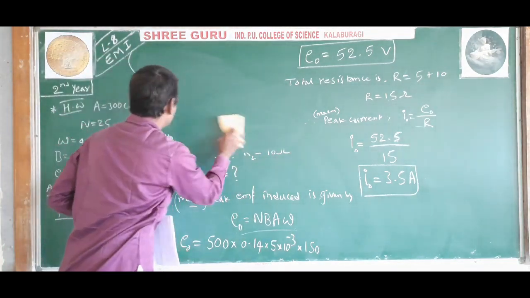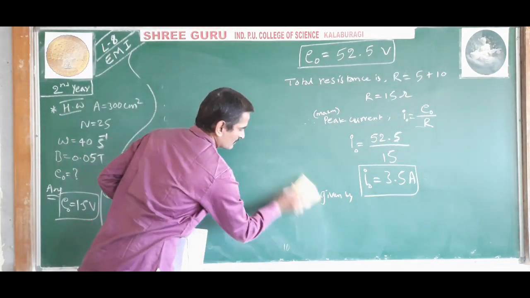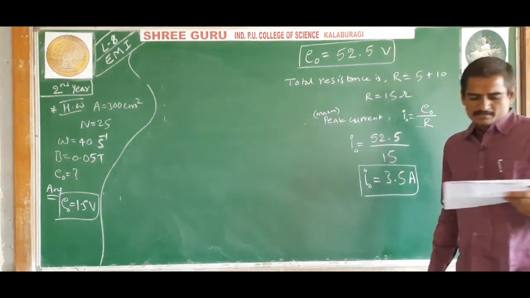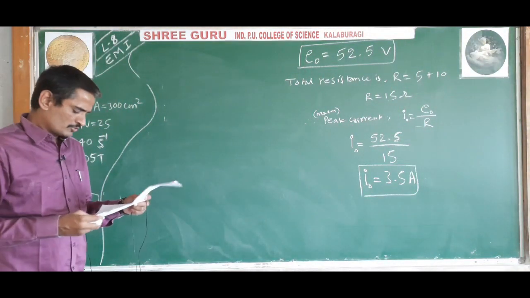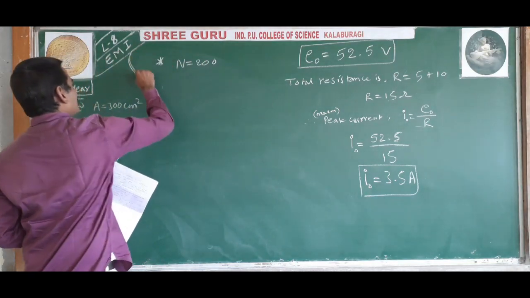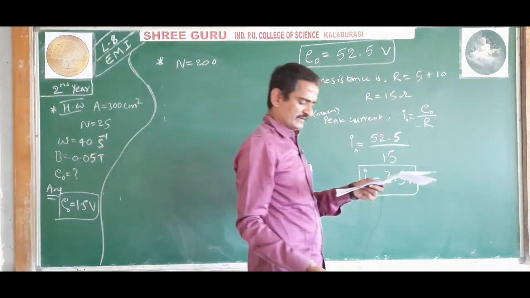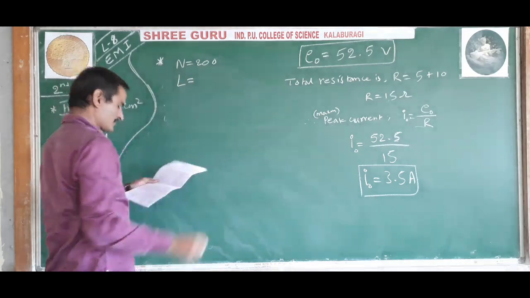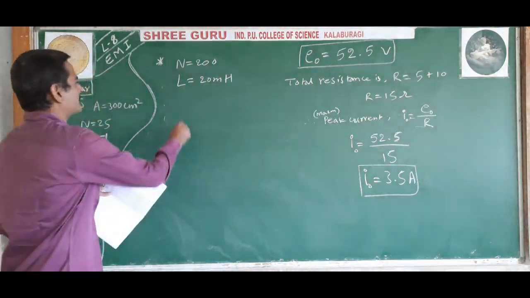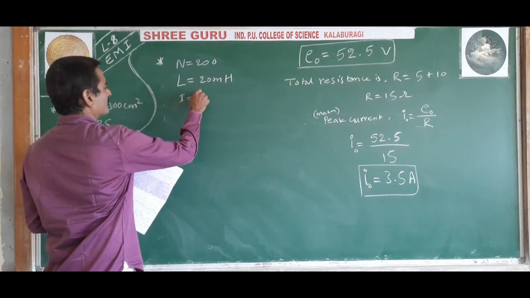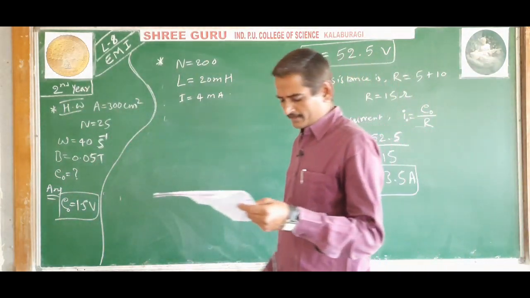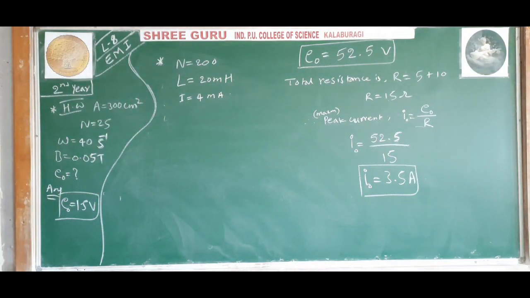Okay, next question. Write down the next question. A 200 turn coil of self inductance 20 millihenry carries a current of 4 milliampere.